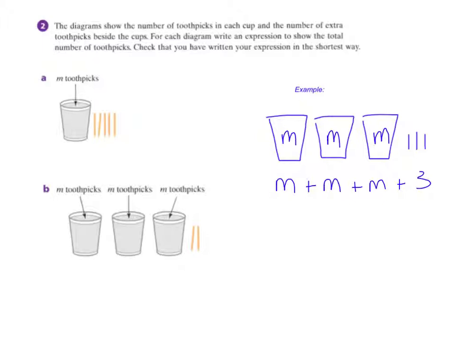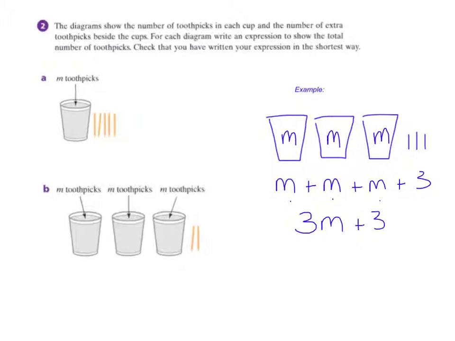It's not really a sum. At the sum, we've got to put an equals on the end. So at the moment, it's an expression. But if I have a look at this last sentence here, it says, check that you have written your expression in the shortest way. So this is actually a little bit long, so we need to shorten it down. This is M, M, and M. So how many M's do I have? I have 3 M's. So it's 3M plus 3.